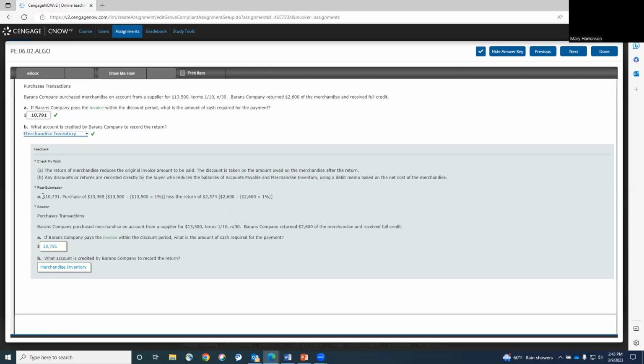All right, so let's look at A. The return of merchandise reduces the original invoice amount to be paid. The discount is taken on the amount owed on the merchandise after the return. So let's look at how we came up with $10,791. The first thing we're going to do is take the discount out of the total. So we would take the $13,500 and multiply it by 1%, and then subtract that from the $13,500.